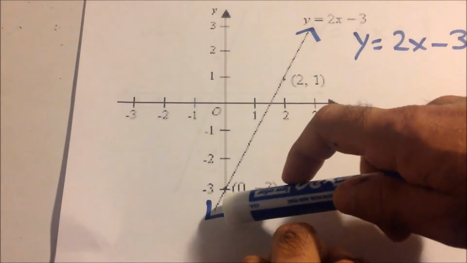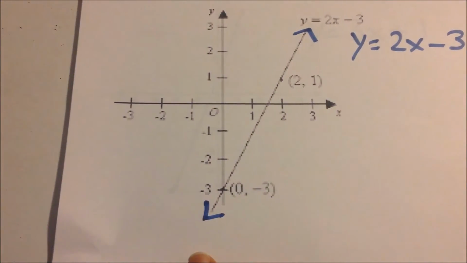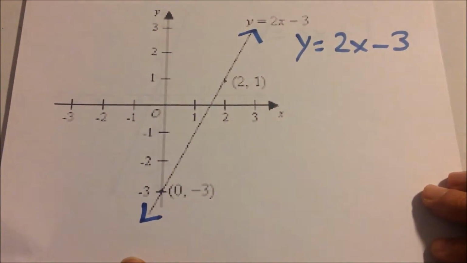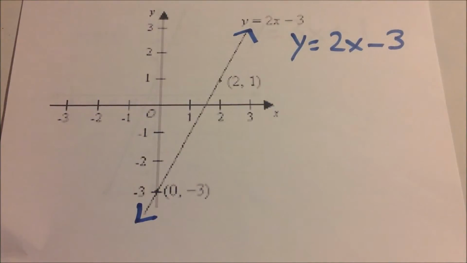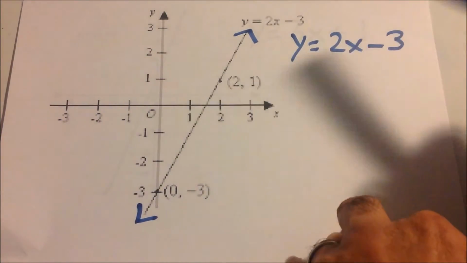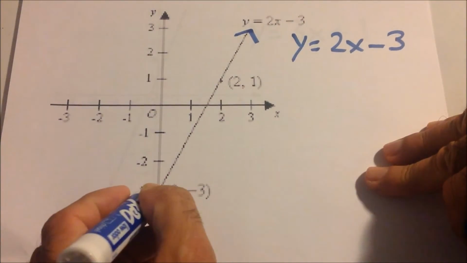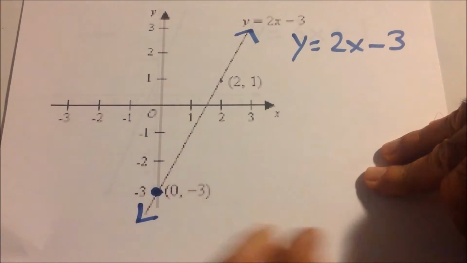You won't always have a straight, solid line. Sometimes you're going to have dotted lines. But again, we'll talk about that. So here's the equation: y equals 2x minus 3. We know the slope is 2, and we know the y-intercept is negative 3. And here's where it starts. It's going to cross the line at negative 3.